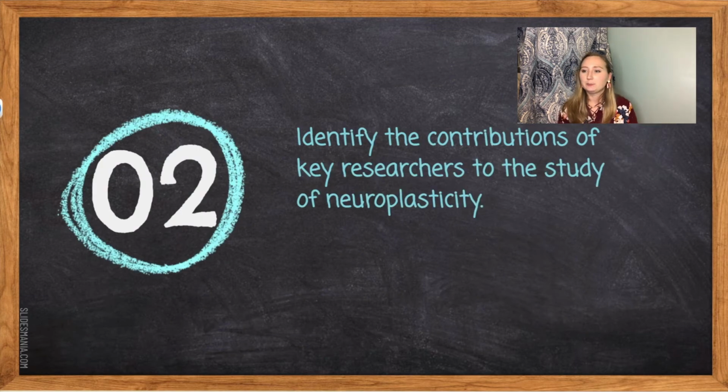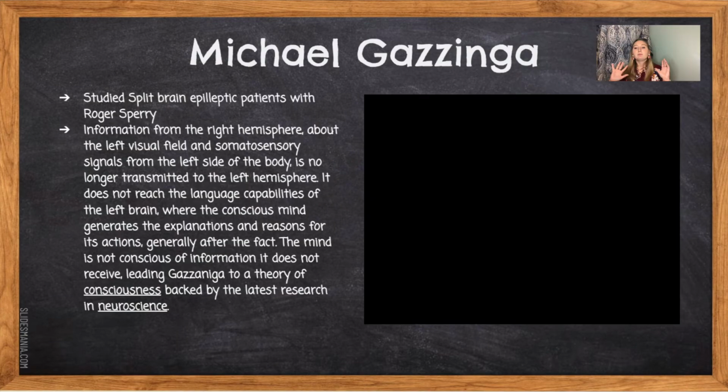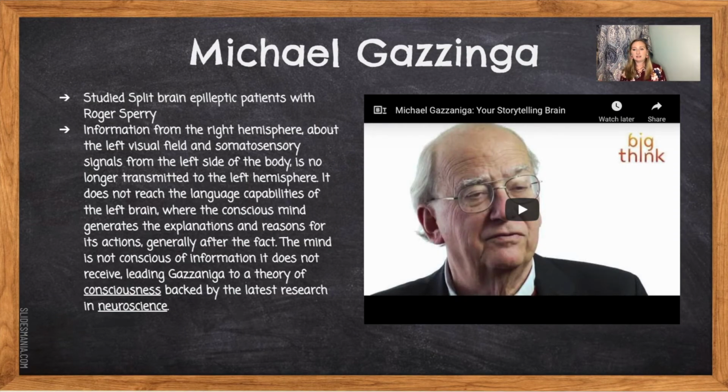It's really interesting though. Okay, objective number 2. We're going to identify the contributions of key researchers to the study of neuroplasticity. Our biggest researcher here is Michael Gazzaniga. So he studied with Roger Sperry, who we talked about in part 1, and he studied those split brain epileptic patients who were missing their corpus callosum.